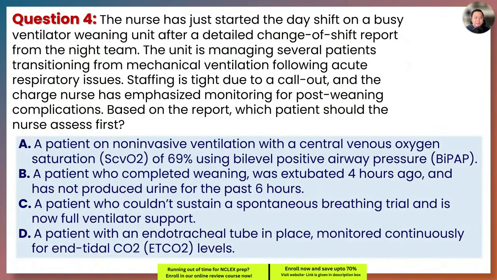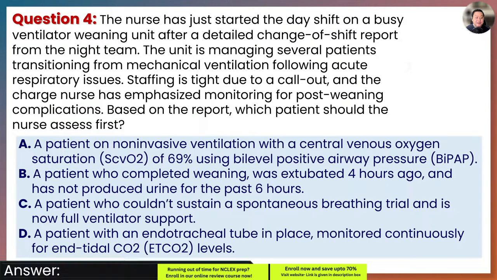Options: A, a patient on non-invasive ventilation with a central venous oxygen saturation of 69% using bi-level positive airway pressure. B, a patient who completed weaning, was extubated 4 hours ago, and has not produced urine for the past 6 hours. C, a patient who couldn't sustain a spontaneous breathing trial and is now on full ventilation support. And D, a patient with an endotracheal tube in place, monitored continuously for end-tidal CO2 levels. Now, the correct answer here is letter B.